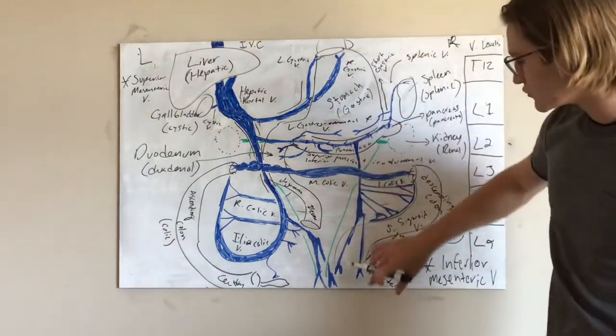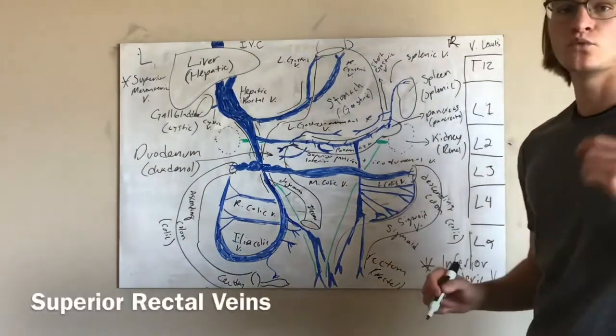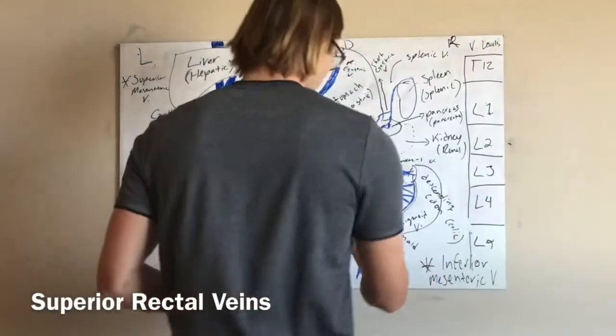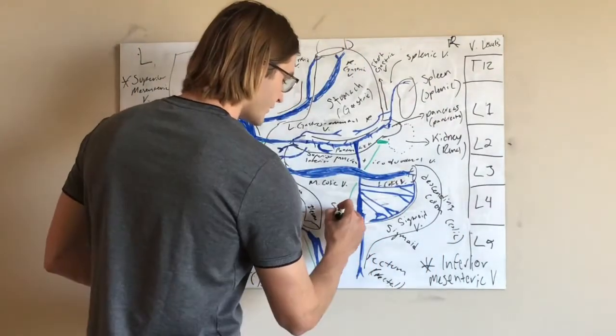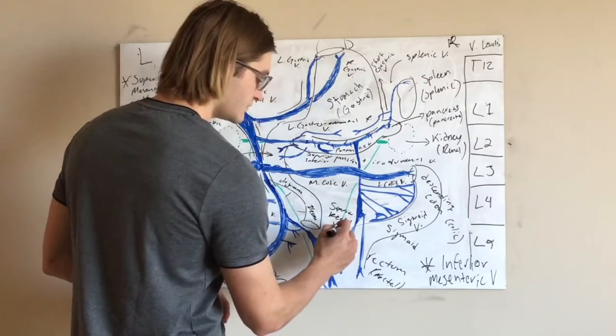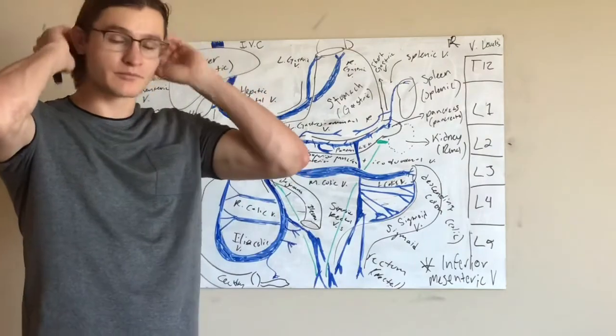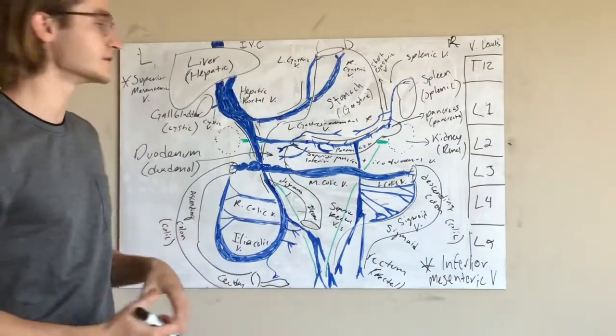Then coming straight down into our rectum will be our superior rectal veins. So right here, we get superior rectal veins. Superior rectal veins, and they're going to bring up the deoxygenated blood from the rectum.